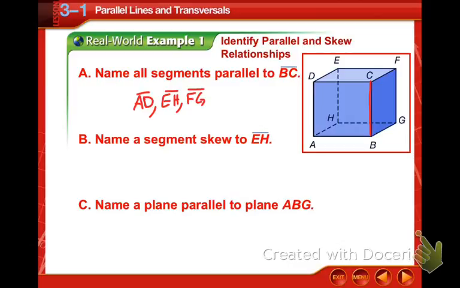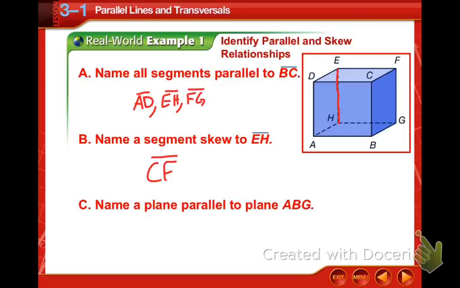A segment skew to EH, so let me erase CB. EH is back here, and remember, skew means they are not parallel, and they don't intersect. So examples of that, there's 4 options here. CF would not intersect HE or EH. Neither would CD or AB or GB. All 4 of those are skew lines. So you only need to name one of them. So CF is just fine.